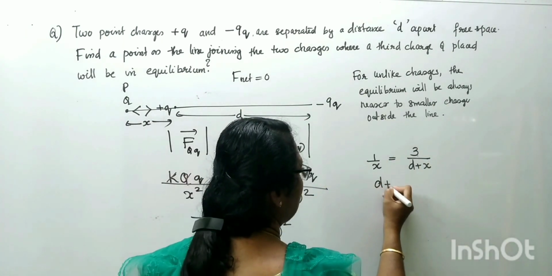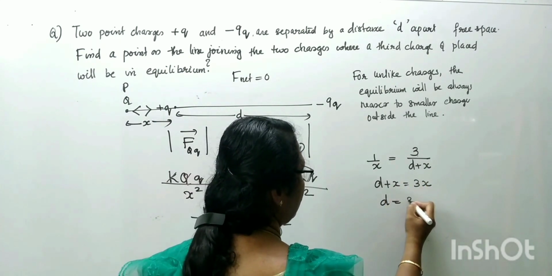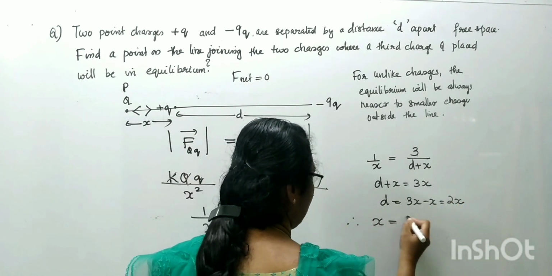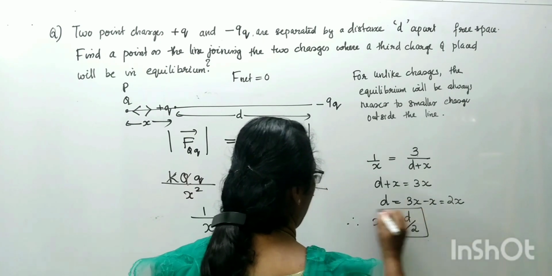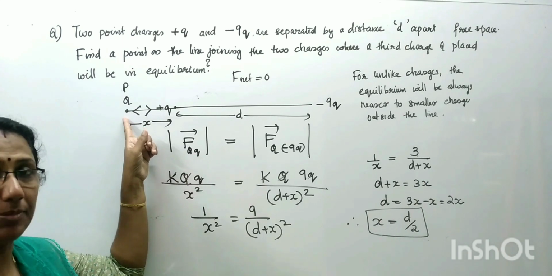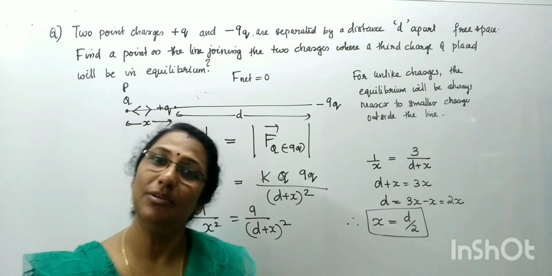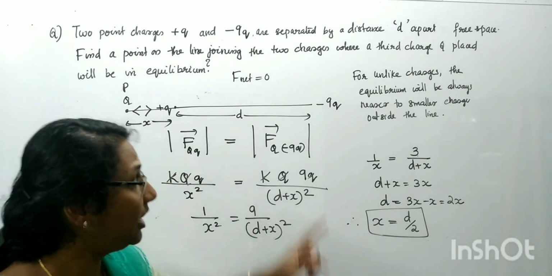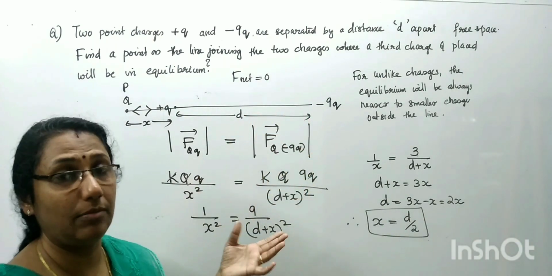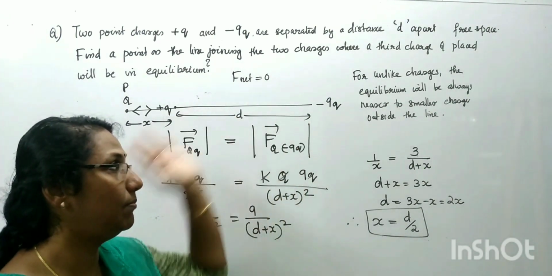Cross multiplying, D plus x is equal to 3x. Okay, and D is equal to 3x minus x, which is equal to 2x. Therefore, x will be equal to D by 2. Is it clear? So we will get a force equal to 0 on capital Q. The charge Q will be in equilibrium at a distance D by 2 from small q. And if we have an option like this, at some distance from minus 9Q, that means D plus x, D by 2 plus D from minus 9Q.